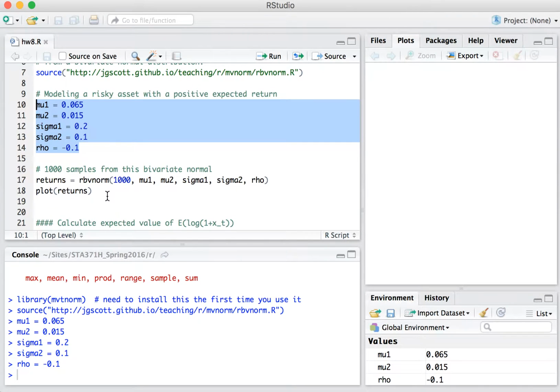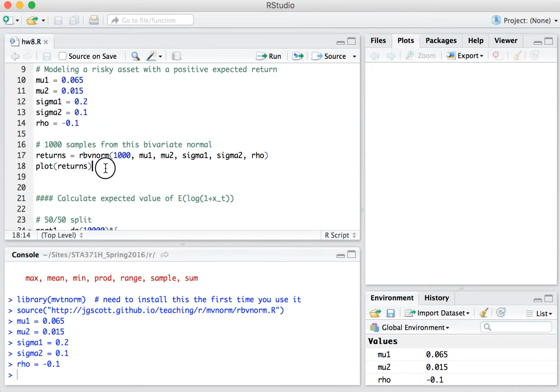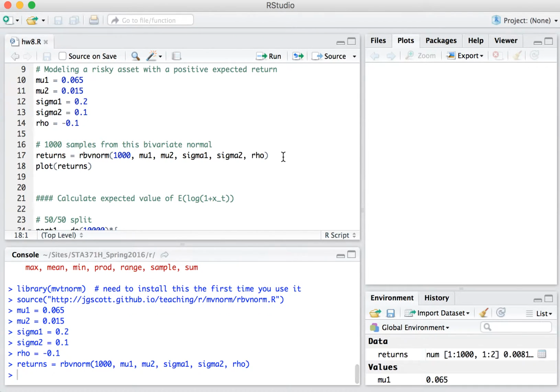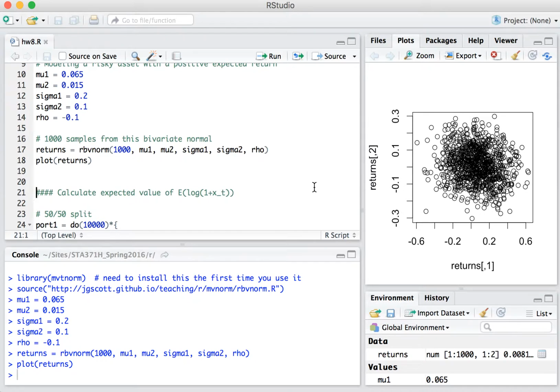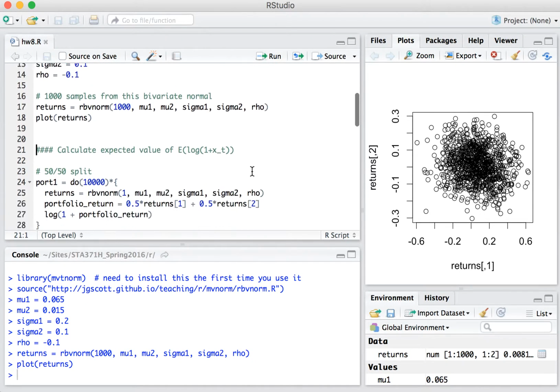Now let's look at the simplest way. And if you remember, our routine for simulating from the bivariate normal was like this. We called rbvnorm with the number of samples that we want and the corresponding parameters of the distribution. There is what our correlation structure of stocks and bonds looks like.